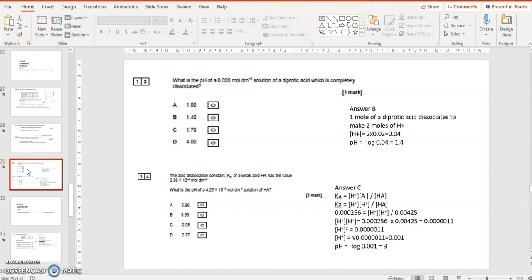0.000256 equals H plus squared, divided by the concentration of HA, which is 4.25 times 10 to the minus 3. Work out H plus squared, square root it, and you'll end up with 0.01. If you do the pH of that, it'll end up as pH 3. So your answer is C. That's the one closest to pH 3.